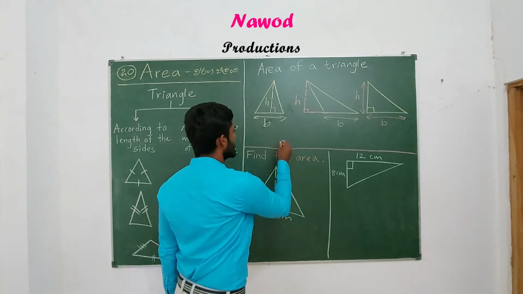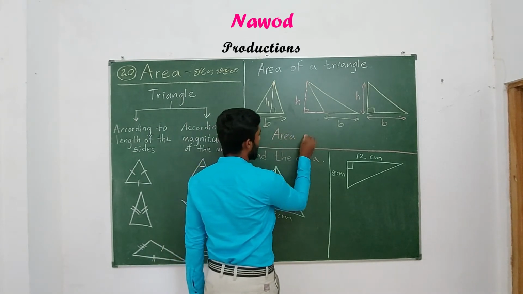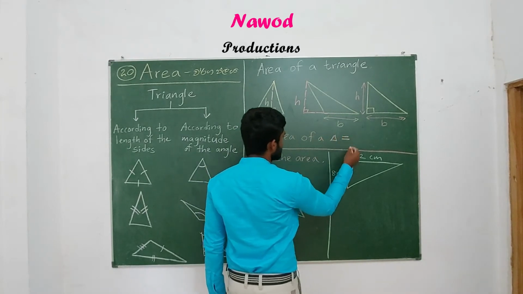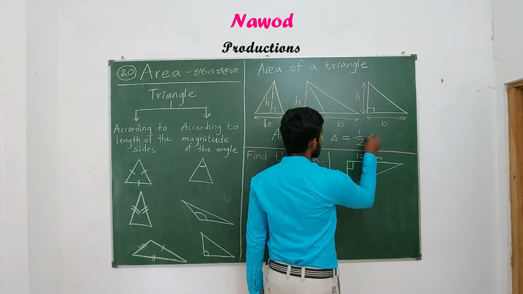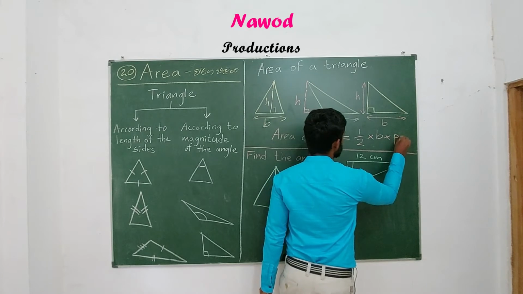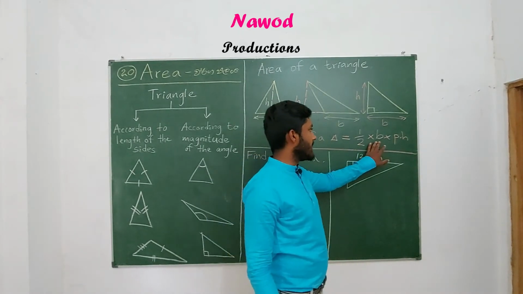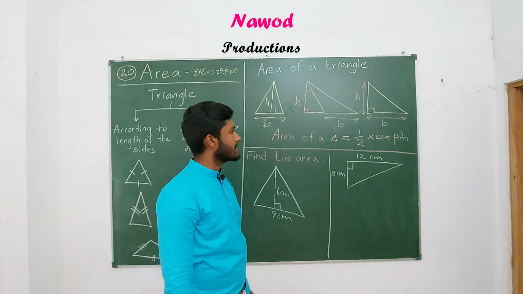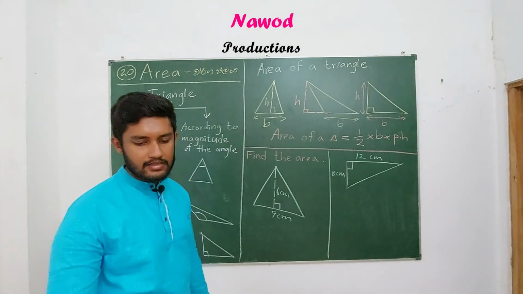Then we can say that the area of a triangle can be obtained by using the equation half into base into perpendicular height, half into base into perpendicular height, yes. Then we'll get some examples.